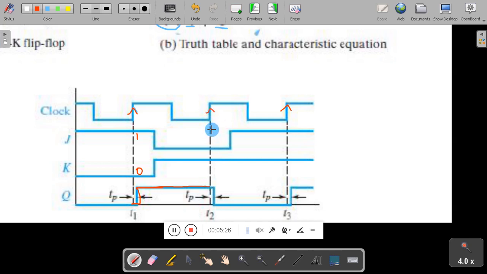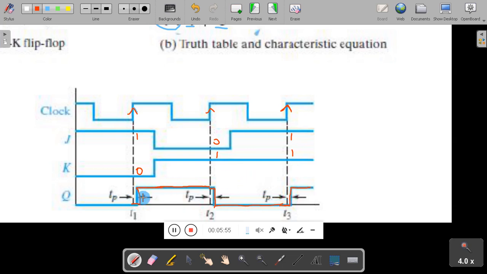At this stage, J becomes 0 and K becomes 1. That means output will reset till the next positive edge occurs. At this stage, J is 1 and K is 1. Both are 1 means output will toggle. So toggle of the previous state. The previous state is 0 here, so output will toggle to 1.